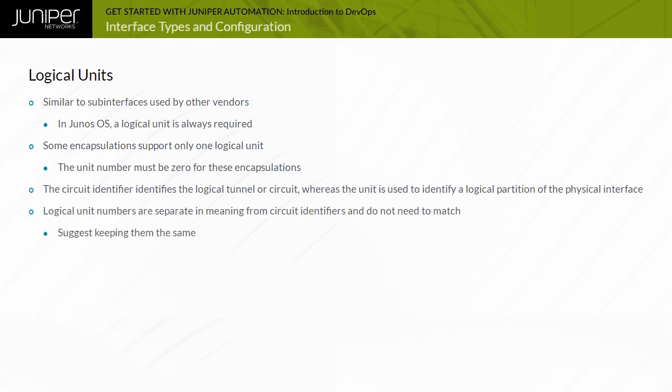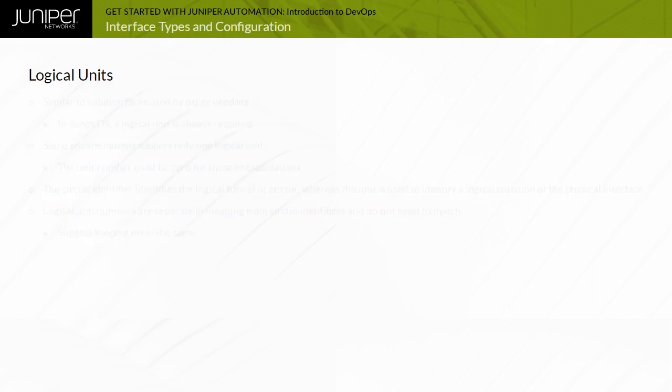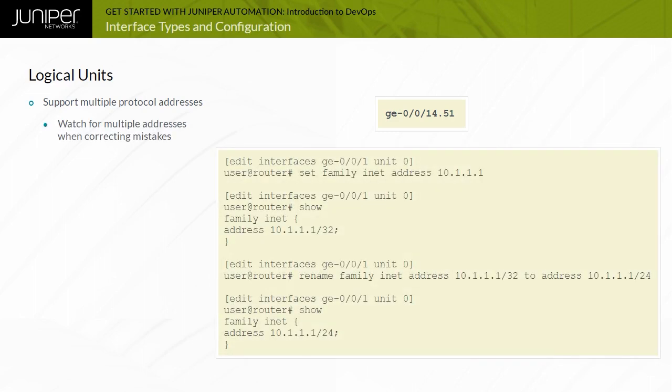Although not required, it is generally considered a best practice to keep the unit number and circuit identifier the same. This practice can greatly aid in troubleshooting when you have many logical circuits. Junos OS devices can have more than one address on a single logical interface. Issuing a second set command does not overwrite the previous address, but rather adds an additional address under the logical unit. The example displays the use of the CLI's rename command, which is an excellent way to correct addressing mistakes.